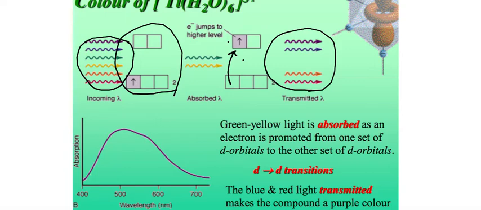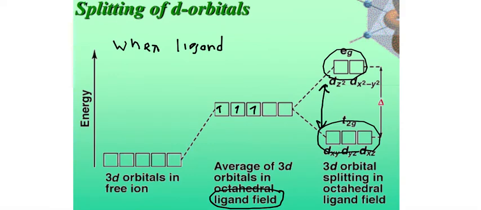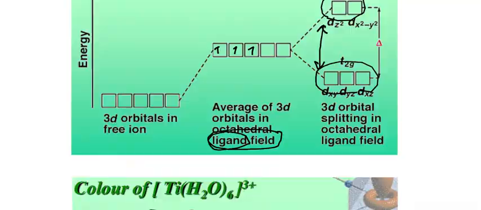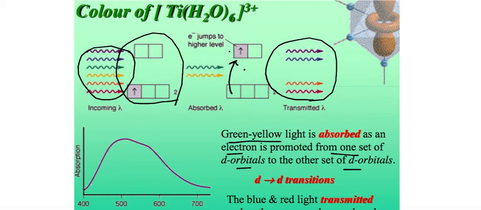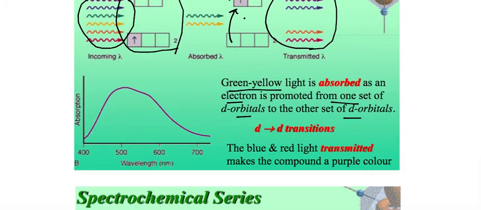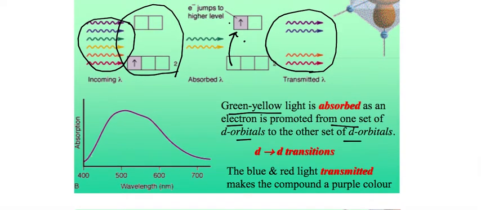So you can see here green-yellow light is absorbed as an electron is promoted from one set of d orbitals to the other set of d orbitals. Remember, these d orbitals were split. So this could only occur once the splitting of the orbitals has taken place, and splitting of the orbitals will only take place once the ligand has come and filled up the orbitals. So this is a very, very unique feature for the transition metals, and as you know, only transition metals are able to complex with what we call ligands. Okay, so blue and red light is transmitted, so what you will view is purple.